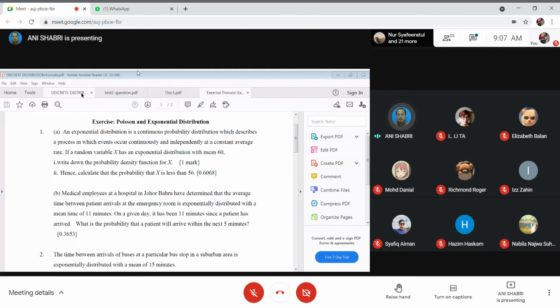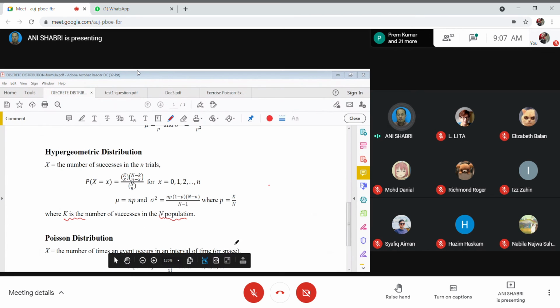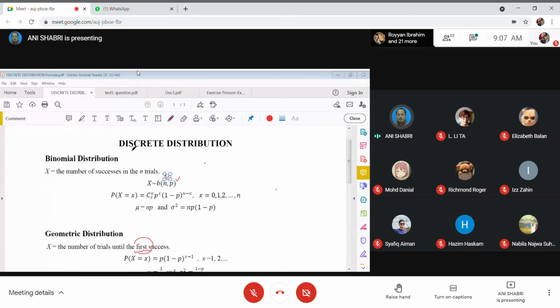For this question, we want to find the probability density function for X. You must write it like this. For example, if X is binomial, you must write X follows binomial with parameters n and p. The answer is like this.